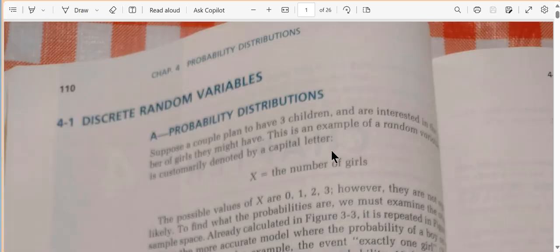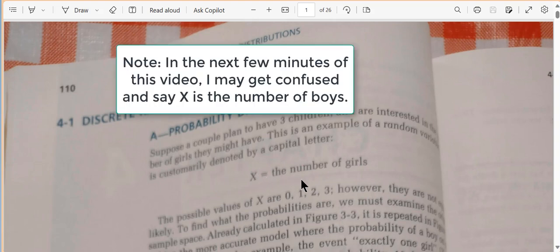Okay, so let's just quickly review some ideas here. So we talked about discrete random variables, and we talked about probability distributions. Let's just go over that a little bit more. So here suppose a couple plan to have 3 children, and they're interested in the number of girls they might have. This is an example of a random variable, customarily denoted by a capital letter. So x would be the number of girls, and then I want to ask, well, what are the possible values of x? And it could be 0, 1, 2, or 3.